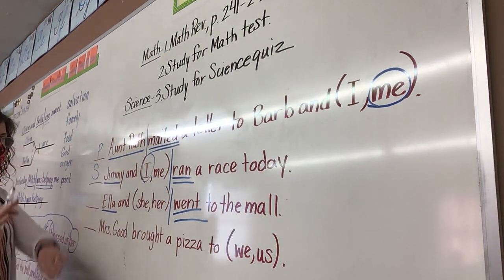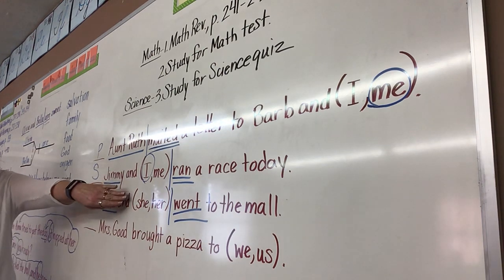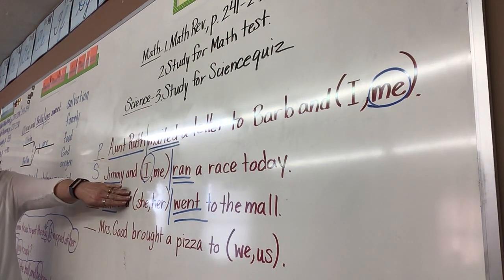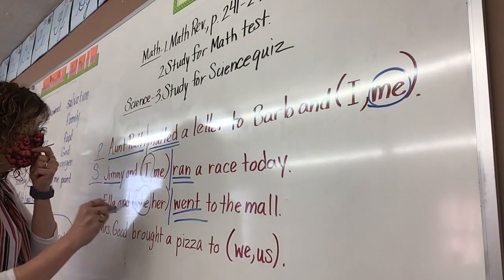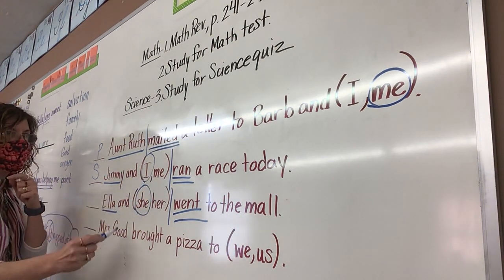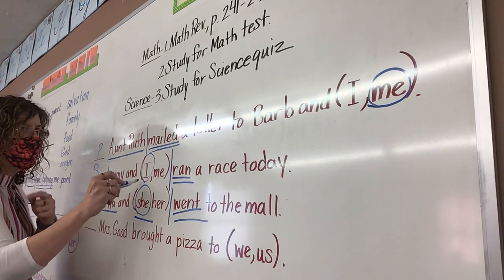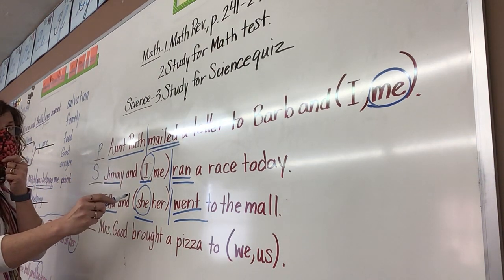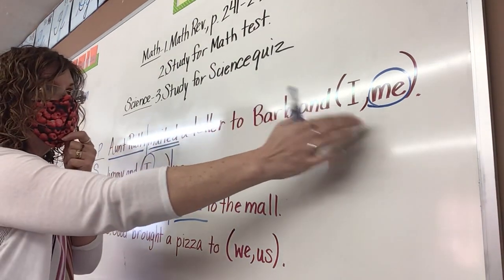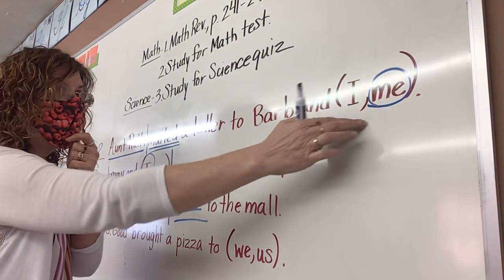Ella. And stop for a second. Let's get rid of Ella. Would I say she went to the mall or her went to the mall? She. So you know she is the right one to use. Ella and she went to the mall. And by the way, we do need to underline these because they are the subject. Do we need to underline this one? No, that's the predicate part of the sentence.